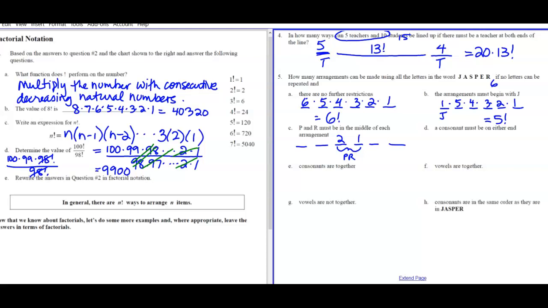Doesn't matter the other one, so we've used P and R up. Okay, so we have 4 letters left to arrange in the remaining positions. So really, that's same as 4 factorial times 2 factorial. Now we're getting pretty small, right? So 4 factorial is 24 times 2 is 48, if you want to actually find the value. You don't even need a calculator.